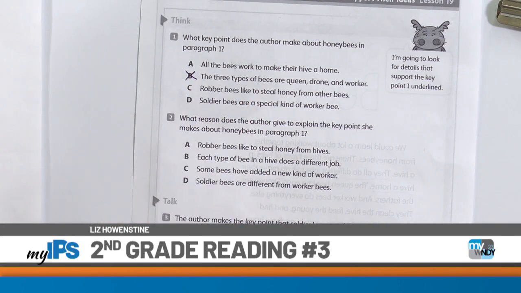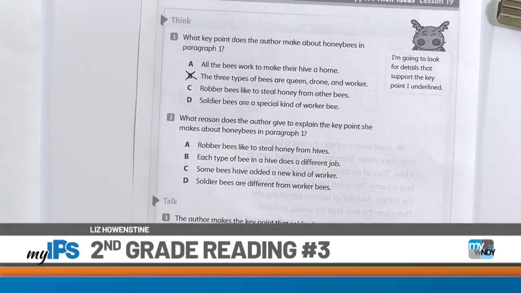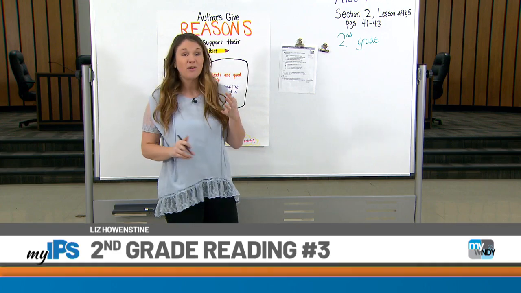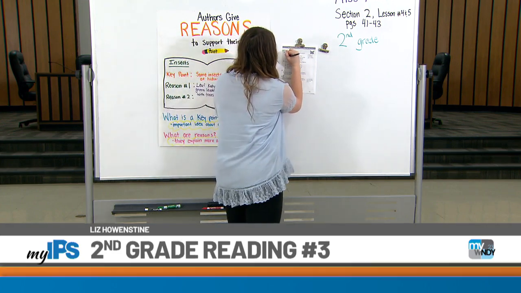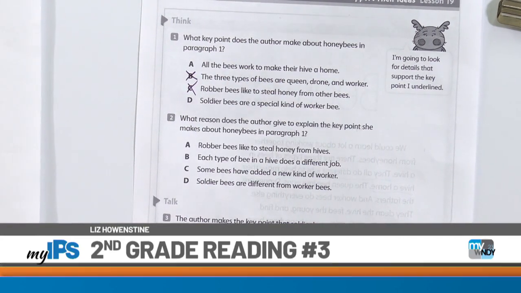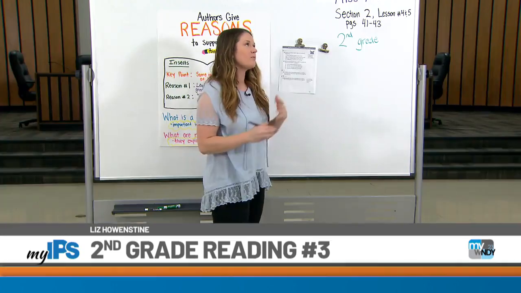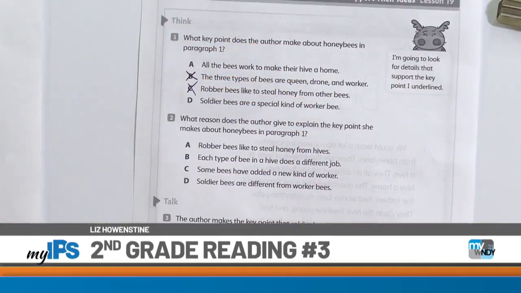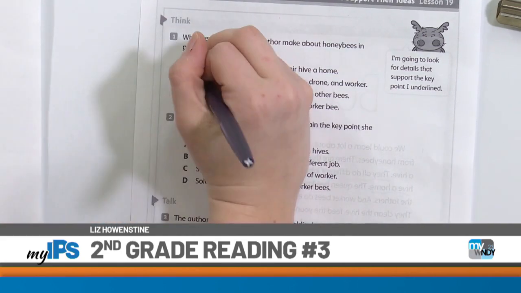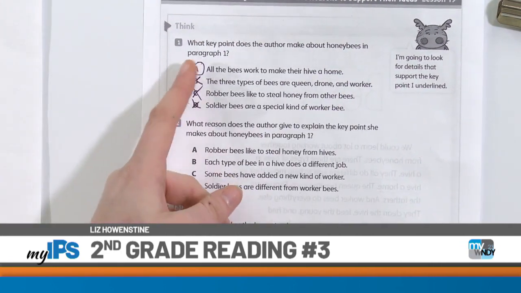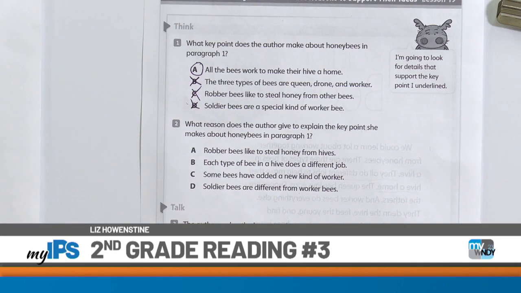C, robber bees like to steal honey from other bees. Well, we were talking about paragraph 1, and was that our key point? No, it wasn't. D, soldier bees are a special kind of worker bee. Okay, we talked about that in the reading, but we didn't see it in paragraph 1, and that wasn't our key point. So now you know which one to circle. You're going to circle A because that's our key point. All the bees work to make their hive a home.